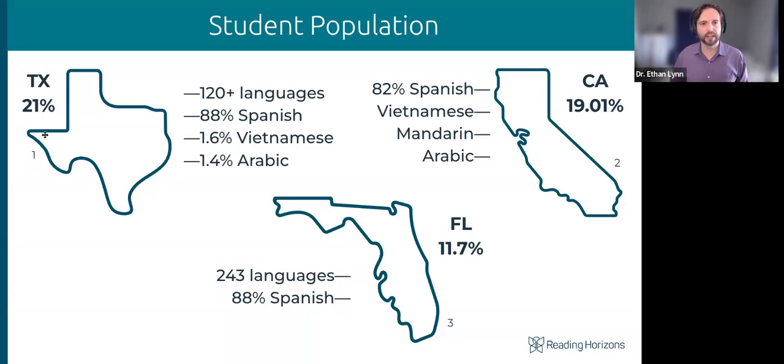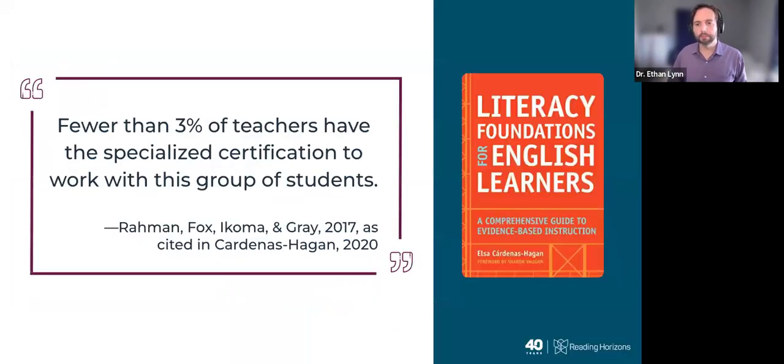So just filling everyone in, just setting the stage here. And then here's a quote from a book edited by Elsa Cardenas Hagen. If you haven't read this, if you're new to this, I highly recommend it. This book is a very good jumping off point for getting into foundational literacy for multilingual students. And here's a quote that comes from the book. It says, fewer than 3% of teachers have the specialized certification to work with this group of students.